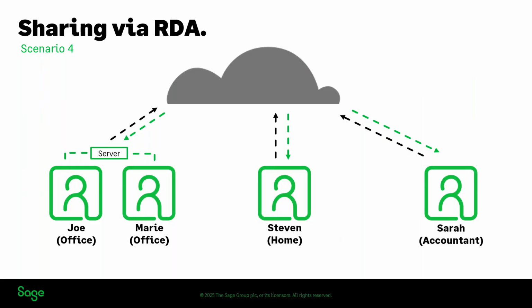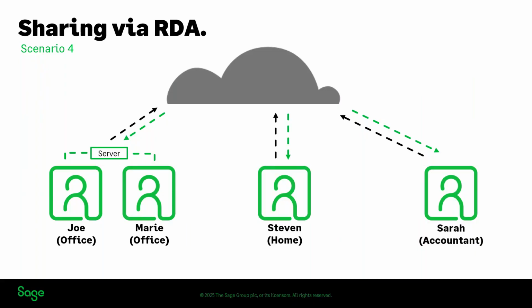Okay, so lastly, scenario 4, and this is where we have a server involved. So now you have Joe and Marie in the office, but they are networked by a server. Although they are two separate computers, two separate users, because they are working from the same data location, which is the server, they class as one site.